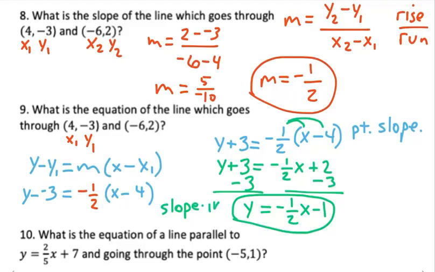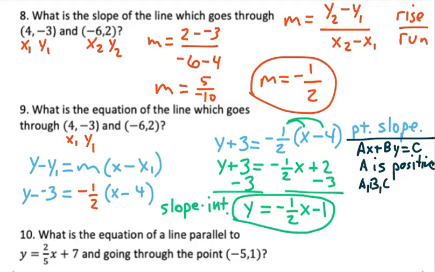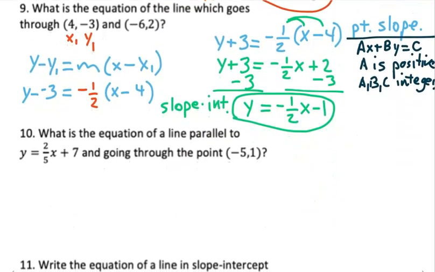There is yet another one called standard form. Standard form is ax plus by equals c, and a is positive for standard form. And also a, b, and c are integers. So no decimals, no fractions here. So standard form, although we don't use it as much, does not have any fractions.